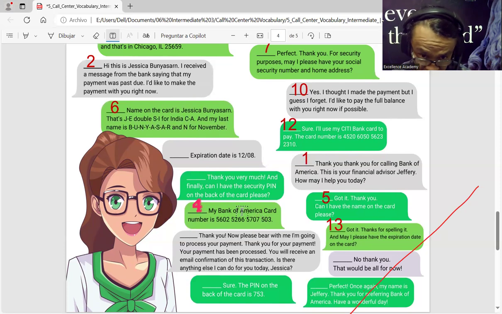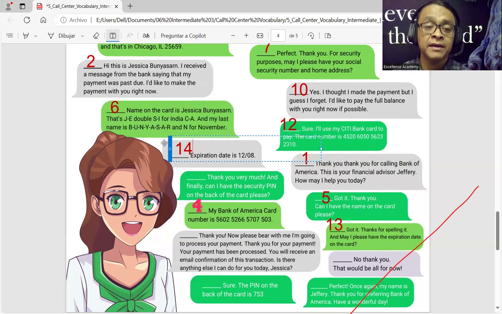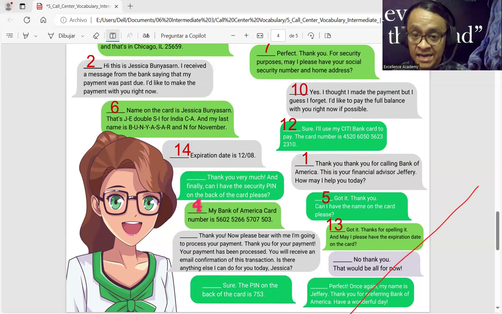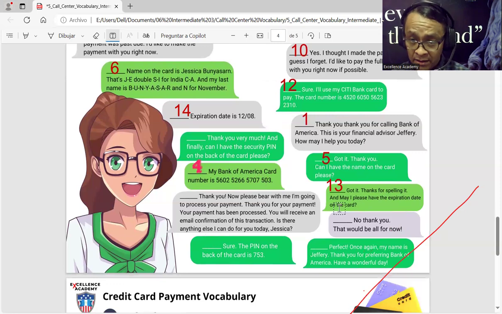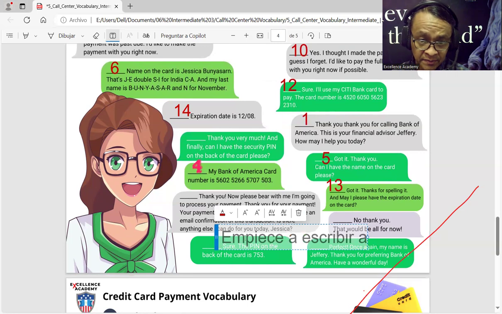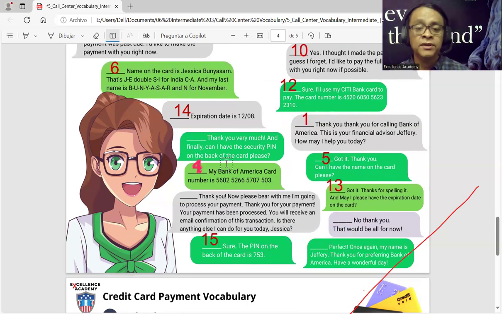Let's go for the expiration date. It's got to be this one here, which is my expiration date is 12/08. Next step, 15. Since he's requesting the PIN number, let's put the PIN number here. So sure, the PIN on the back of the card is 753.